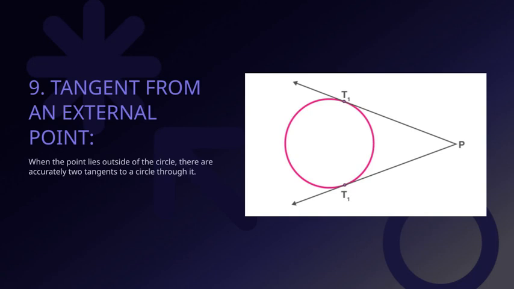When the point lies outside of the circle, there are exactly 2 tangents that can be drawn to the circle through that point. This is a fundamental concept in geometry because it shows how external points relate to circles. These tangents are unique lines that touch the circle at only 1 point each. It's important to remember that these 2 tangents are always equal in length, which is a key property. This idea connects to the overall theme of how lines and points interact with curves like circles. Understanding this helps us grasp more complex geometric principles and their applications.